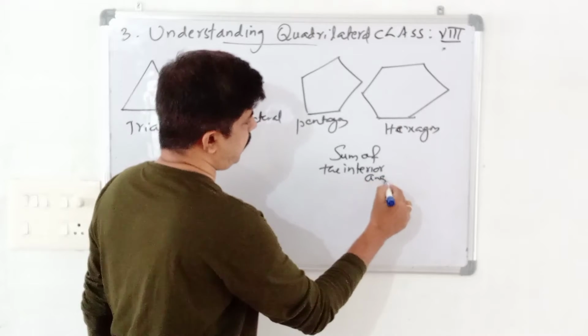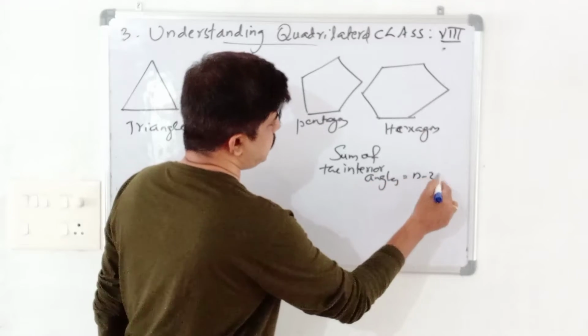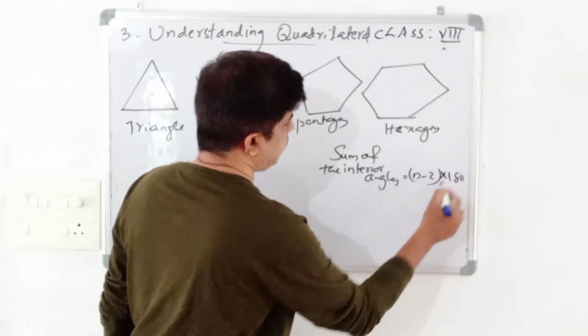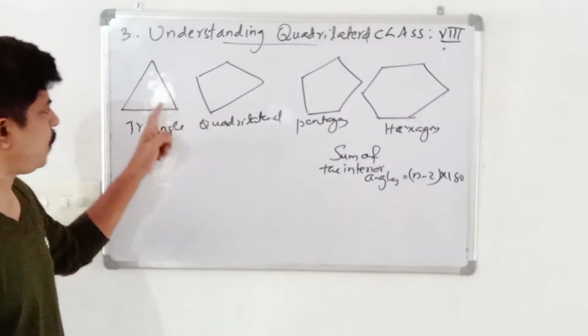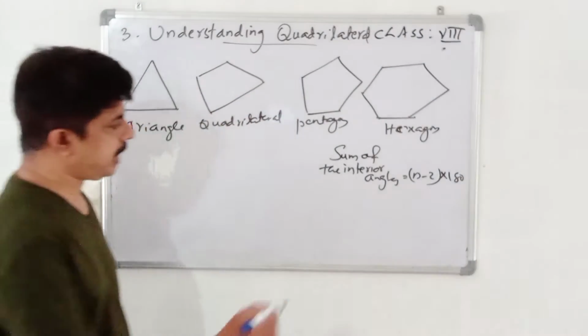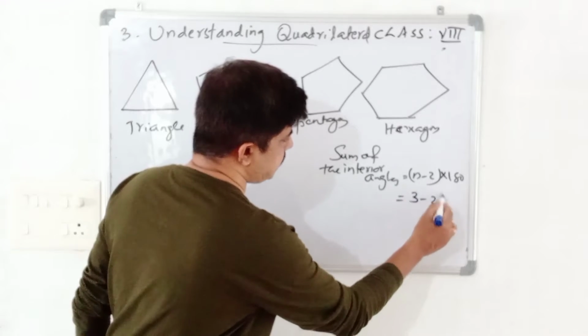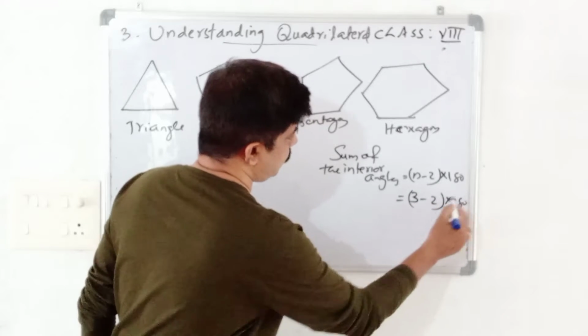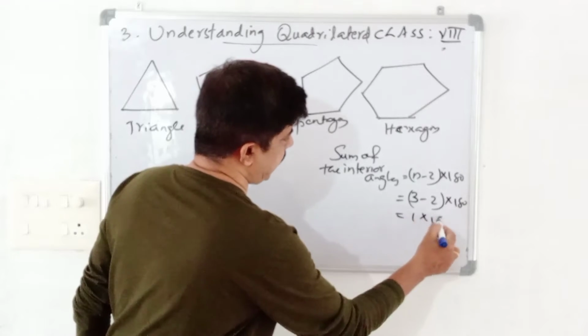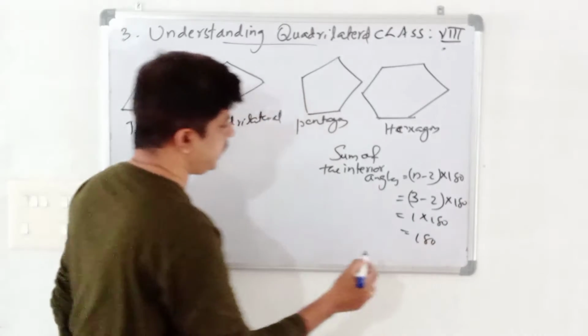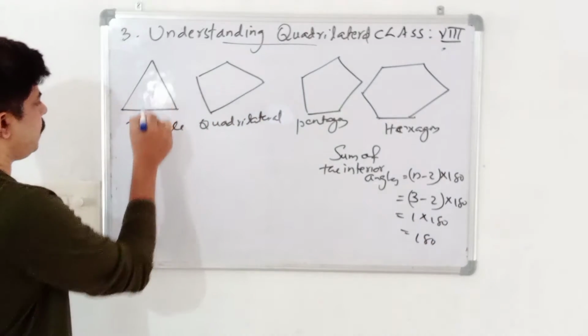we have the formula n minus 2 into 180. To find the sum of the angles of a triangle, we have to substitute n as 3. 3 is the number of sides. 3 minus 2 into 180. The sum of the angles of a triangle is equal to 180.